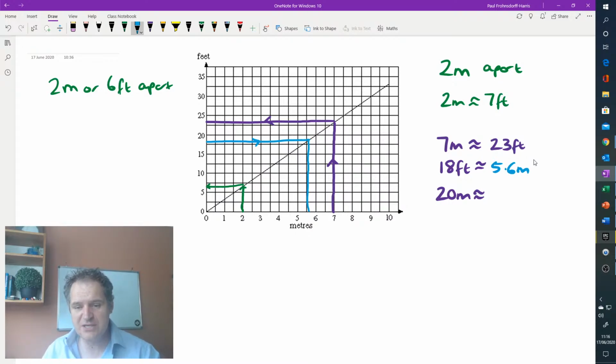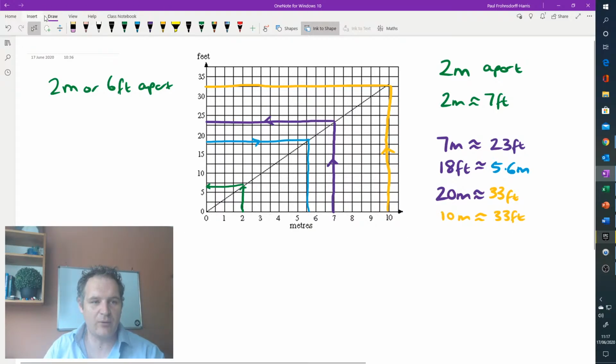Oh, we can't fit 20 metres on. But we can do 10. So we can use the yellow one to go from 10. That's the worst line you've ever seen in your life. That's even worse. I need a steadier hand. Like that. And then about 33 feet. 10 metres is about 33 feet.